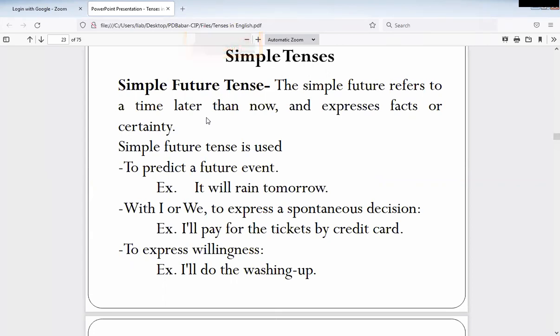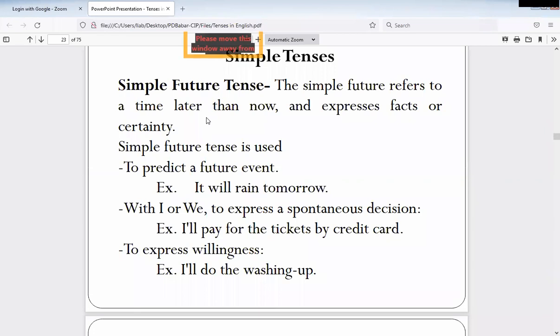Some things that are going to happen certainly, for that also we use the simple future tense. The simple future tense is used to predict a future event. This is the future event that we will predict, or we have to predict.